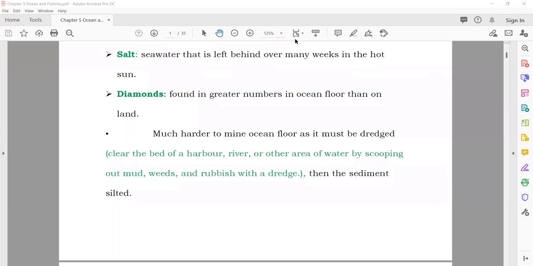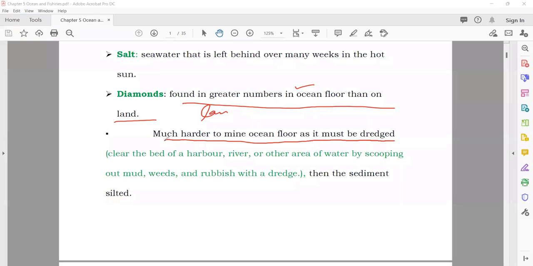After that, you have diamonds. Diamonds are found in greater number on the ocean floor than on the land. They're saying that if you compare the percentage of diamonds, more are found on the ocean floor as compared to the land. But when they are under the ocean, it becomes really difficult to take them out. It is much harder to mine the ocean floor, as it must be dragged. For example, above you have the water, then you have the sand and other things. You have to erode, then clear all the water. After that, you have to remove all the mud, weeds, rubbish, whatever is there. Then the sediment is silted, then you have to go down. So it is quite a difficult process compared to mining diamonds on land. So this is another thing present in the ocean.